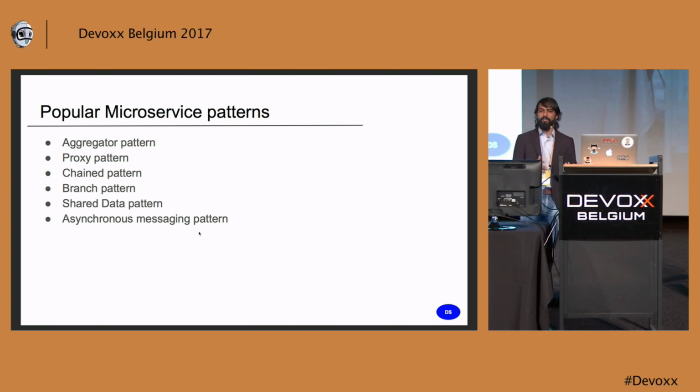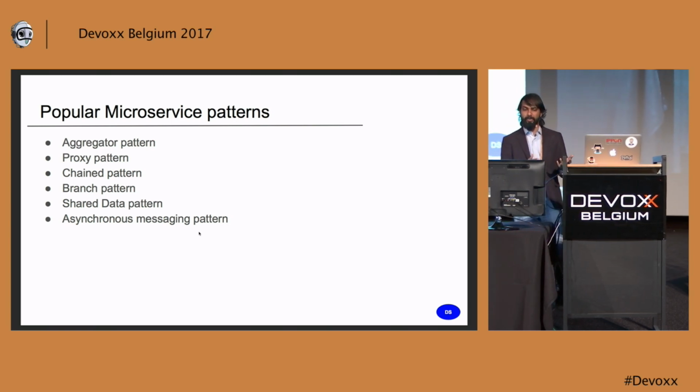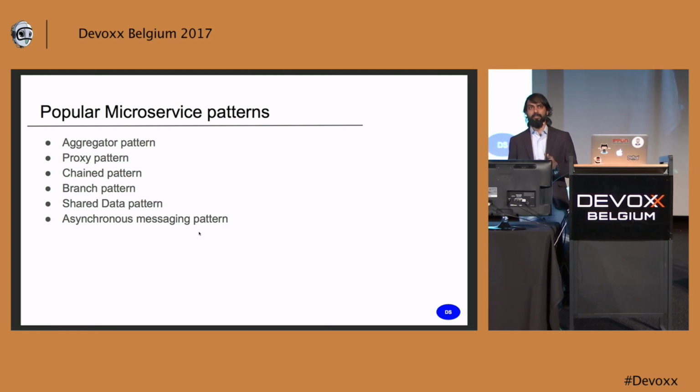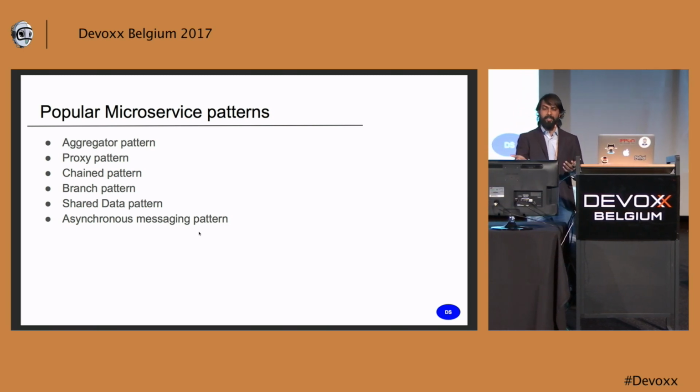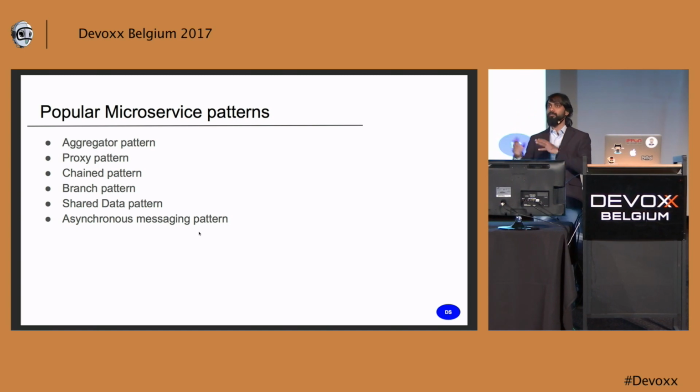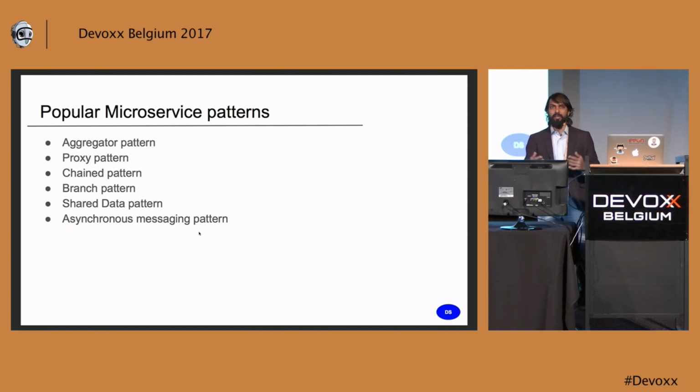Then there is chained, then there is branch pattern, shared data pattern, and asynchronous messaging pattern. Some of it is very self-explanatory, like the asynchronous message pattern, which means everything is done using message queues and Kafka and stuff like that. So we are not going to see in detail the last four. Let us take a look at the first two, because these are the patterns that we use in JHipster.